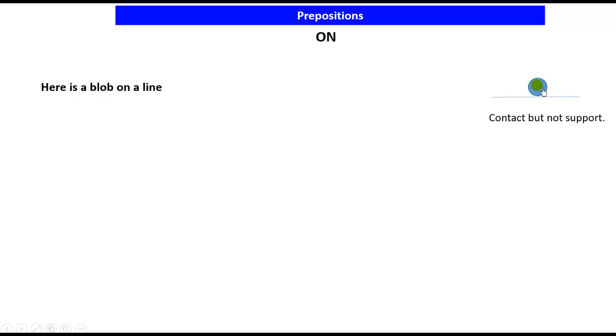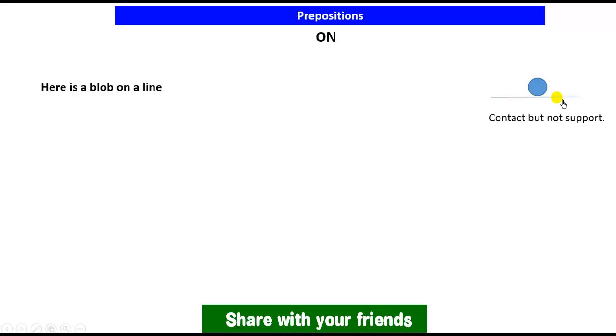Line is a landmark, blob is a subject, and there is a contact between the subject and the landmark, but there is no support because the line does not support the blob. It is just touching the blob and blob is touching the line. So this landmark is not supporting the blob, but still we say that here is a blob on a line. So remember, even though the subject is just touching the line, it means there is a contact between the subject and the landmark, but there is no support. Still we use the preposition on and say here is a blob on a line.